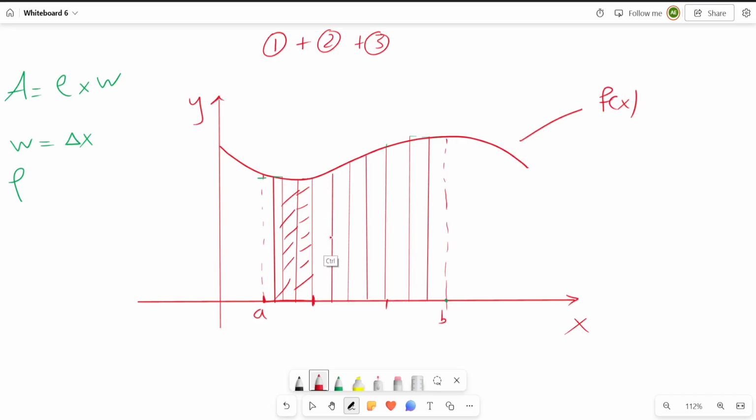So how to do that? We need to come up with the same thing. This width over here is delta x, and the length of the rectangle is going to be f of xi.